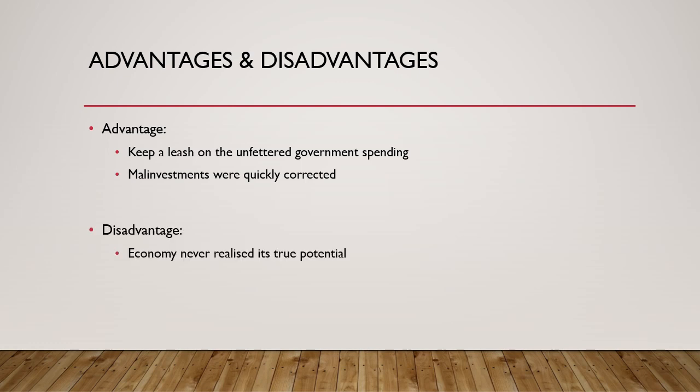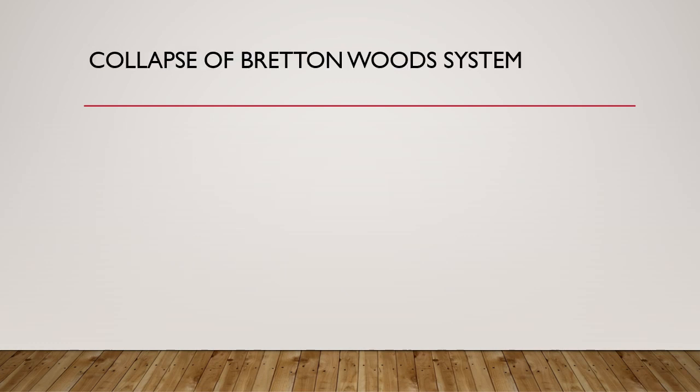The disadvantages were that the economy never realized its true potential, so even if there was demand in the economy for credit, the banks could not extend that beyond a point simply because there was not enough gold to back it up. Also, the government under this system had to make a choice between spending on sector A or sector B, spending on research or poverty alleviation, since the credit was limited. This system ultimately collapsed in August 1971, when the US president of that time, Richard Nixon, made the announcement.